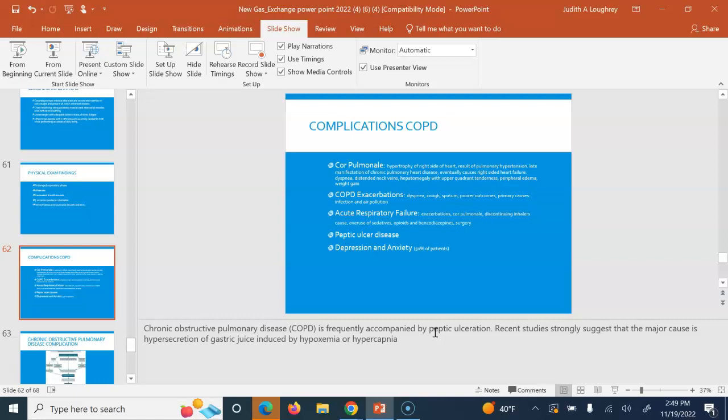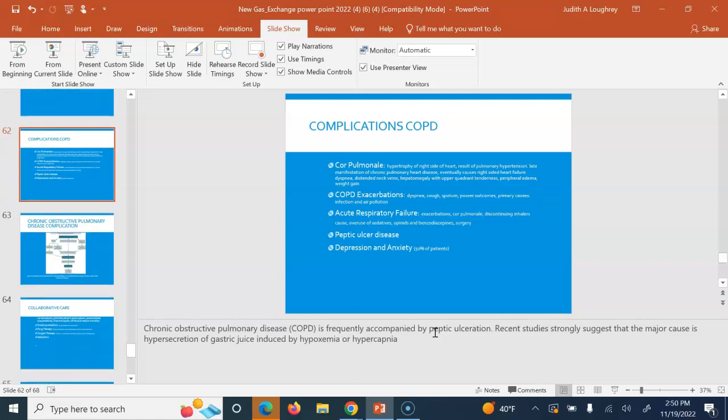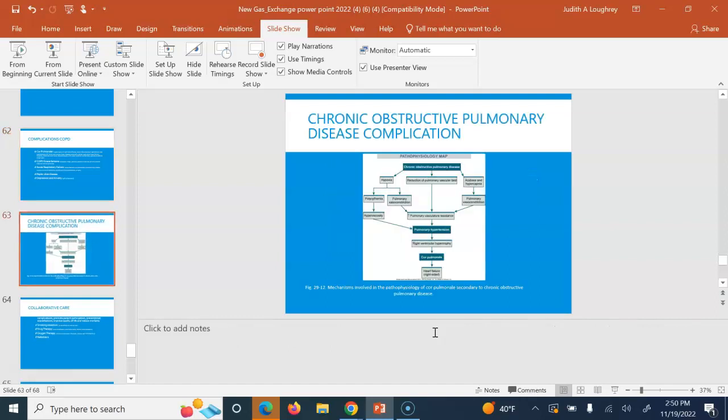Depression and anxiety are very, very prevalent in people with COPD. As you can imagine, if you can't perform activities of daily living without getting short of breath, then you would be depressed too. So depression and anxiety are a very common complication of someone with COPD.